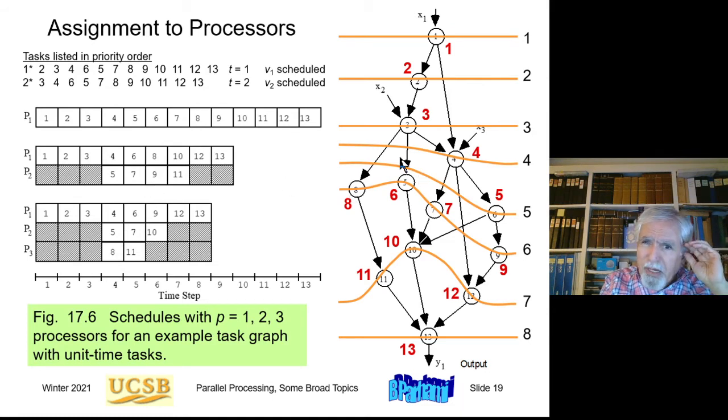Then when 4 and 5 have been executed, 6 and 7 also become ready for execution. 6 has a higher priority, that's priority 5, so that one will be executed, and so on. So with 2 processors, we get a running time of 9.